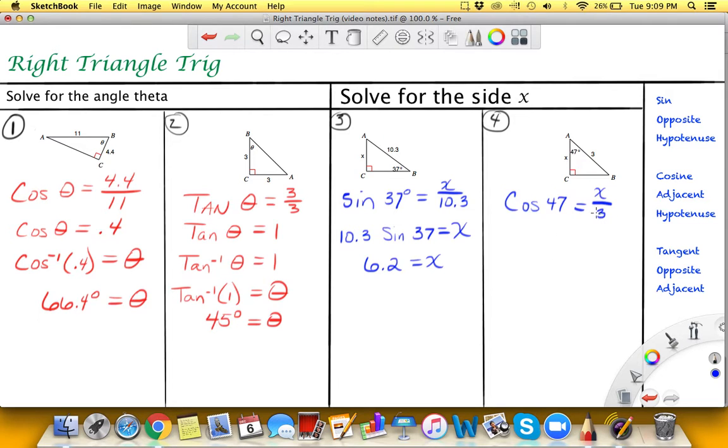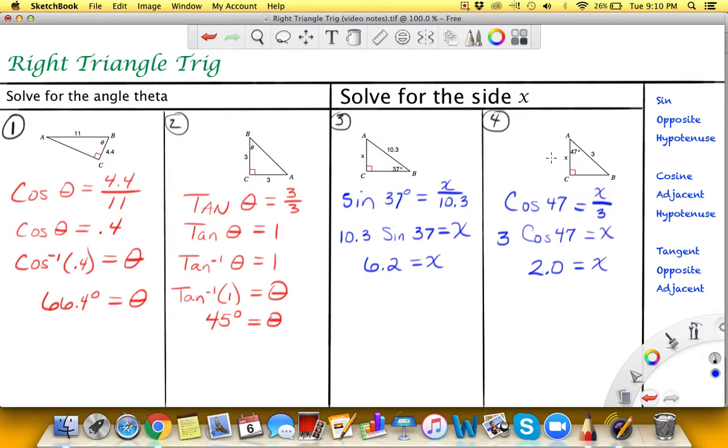And in order to get rid of this fraction, we want to multiply both sides by 3. So we say 3 cosine of 47 is equal to the value of x. And we get this value in the calculator. So 3 times the cosine of 47 is actually 2, or you can say 2.0. And 2.0 is equal to x. So segment AC has a length of 2 units.